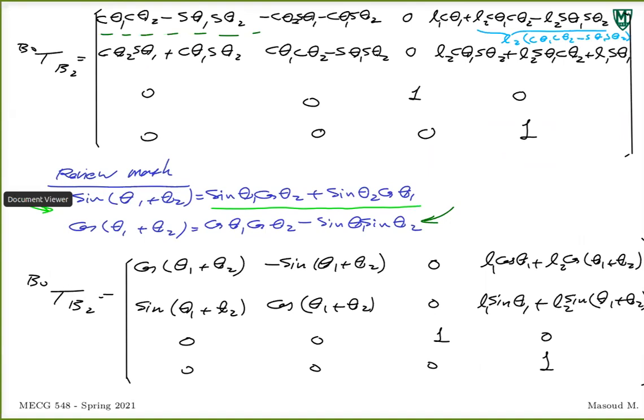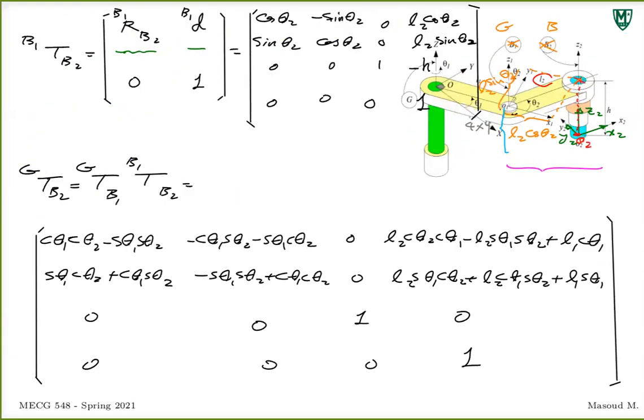You can rewrite this as sine theta 1 plus theta 2 and cosine theta 1 plus theta 2. So I can just give you the final answer and you give it a shot and see if you can figure that out. You should be able to do that. This becomes cosine theta 1 plus theta 2.